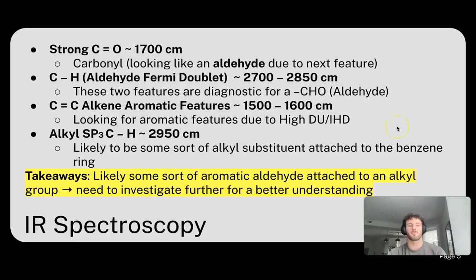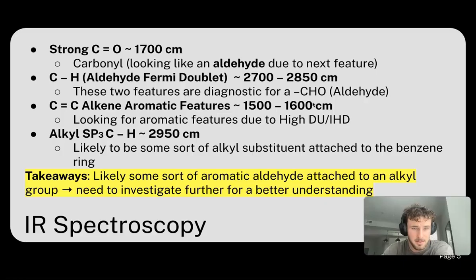So this is just talking about more of what I just spoke on. We have a strong C double bonded to O around 1700. It looks like an aldehyde, especially due to the next feature, which was that Fermi doublet, the C to H, around 2700 to 2850 centimeters. Together, these two features are diagnostic of an aldehyde.